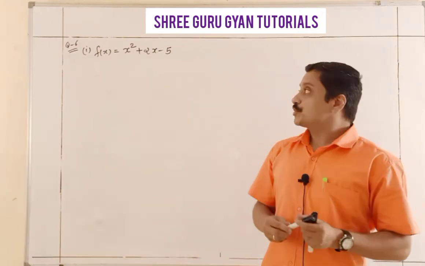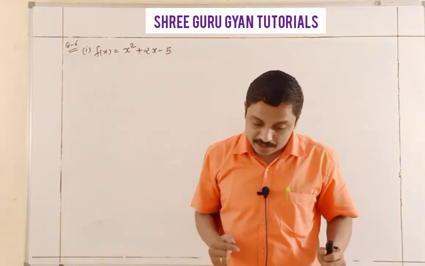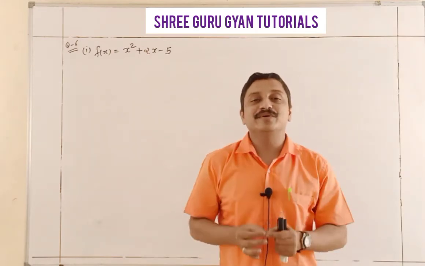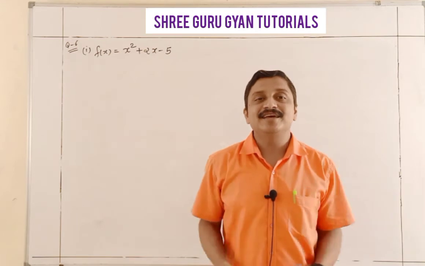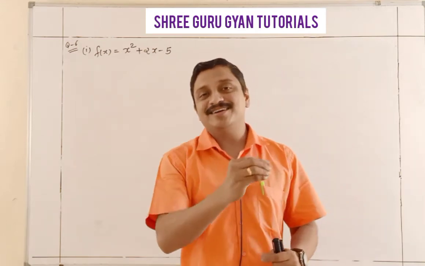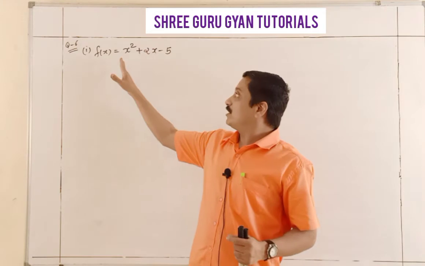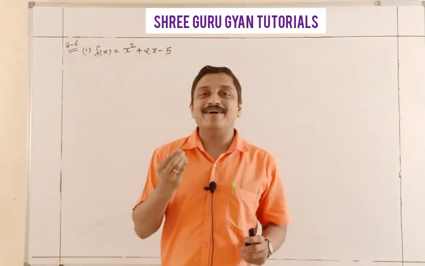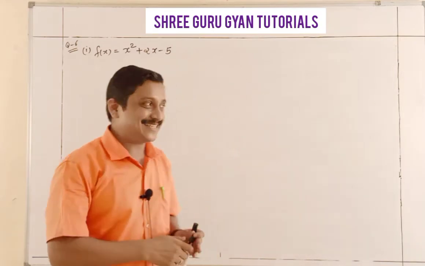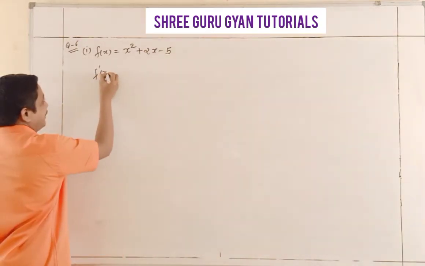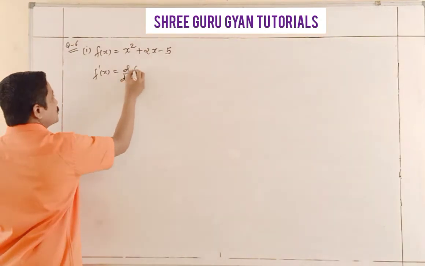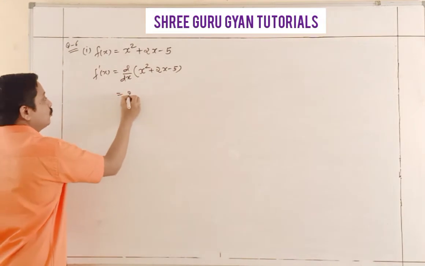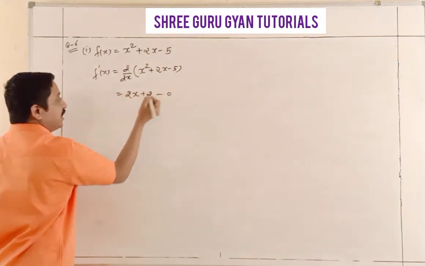Now students, the question is coming to the sixth one. In this sixth one, there are 5 numericals in total, and the question is the same, asking in which interval they are strictly increasing and in which interval they are strictly decreasing. First one is very easy. f(x) is equal to x square plus 2x minus 5. And students, I apply the first derivative. f dash x is d dx of my question, x square plus 2x minus 5. So there are 2x, 2, and 5's derivative is 0.